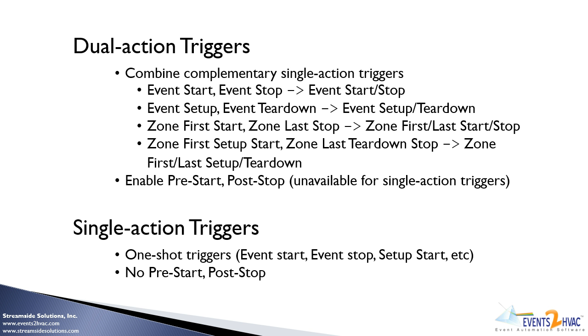In Events2HVAC, all actions require a trigger to execute the action. Actions can come in two flavors, dual action and single action. Dual action triggers are used most often and trigger two-state actions, for example a start-stop, to control occupancy for the event. Single action triggers are one-shot triggers to a single action, for example sending a write property command to a set point. It is important to note that single action triggers do not use the pre-start and post-stop values for the equipment. Only dual action triggers use these parameters.